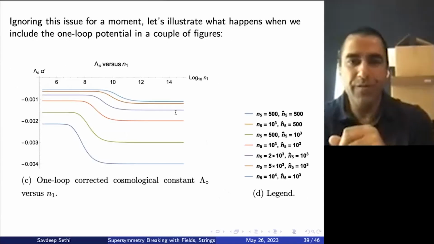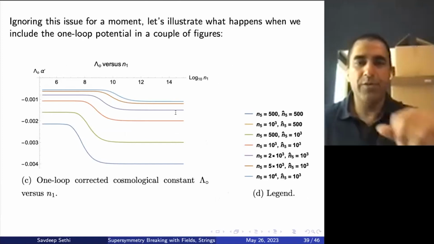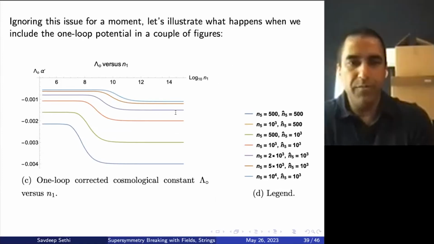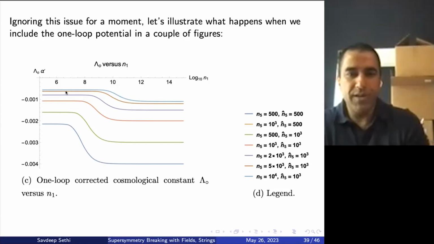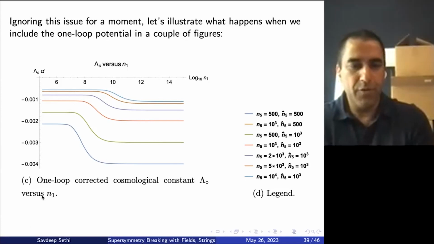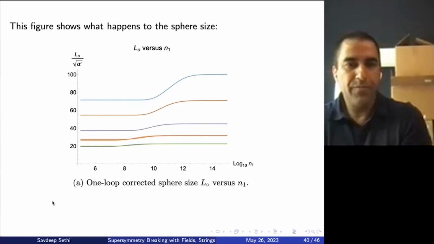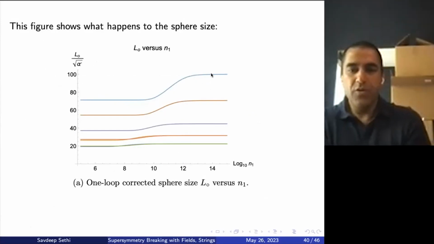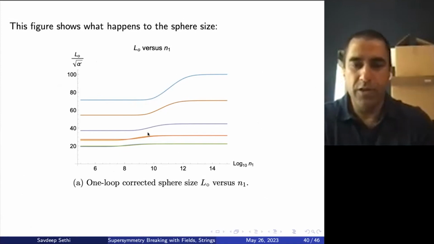If we ignore this issue for the moment, I'm just going to sketch what happens when you include the one-loop potential in a couple of pictures. The cosmological constant gets shifted up by the potential, but it never gets shifted up far enough to become positive. It will always be negative, but it will move depending on the size of g string, which is correlated with N1 here. Similarly, the spheres themselves, whose asymptotic size at tree level is to the far right, become a little bit smaller as you include the one-loop correction.